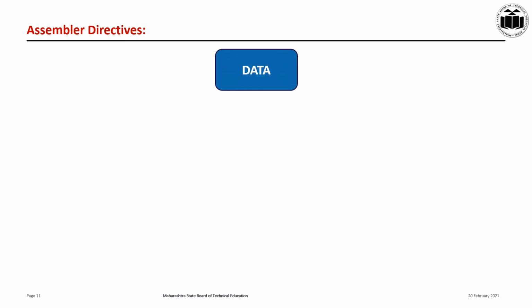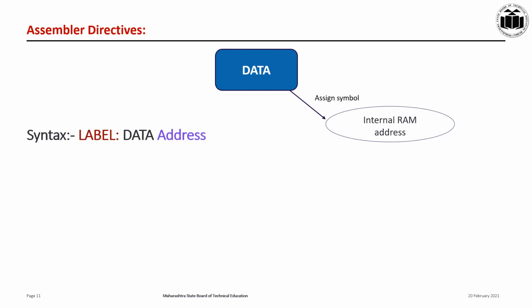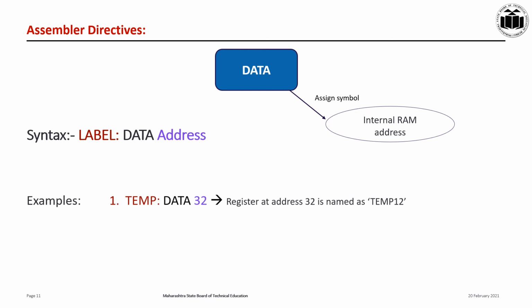Next directive is DATA. The DATA directive is used to assign a symbol to an address within internal RAM. The address must be in the range of 0 to 255. It is possible to change or assign a new name to any register. Syntax: label DATA address. Label indicates the name given to the internal RAM address. Example: temp12 DATA 32. Register at the address 32 is named temp12.